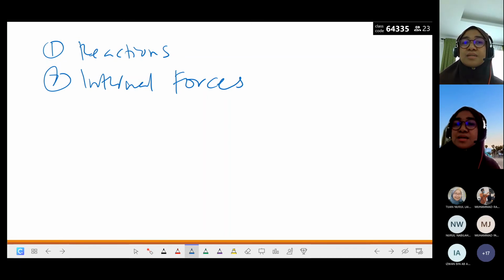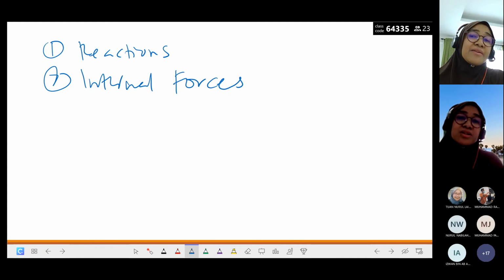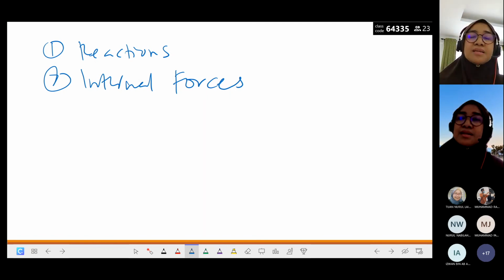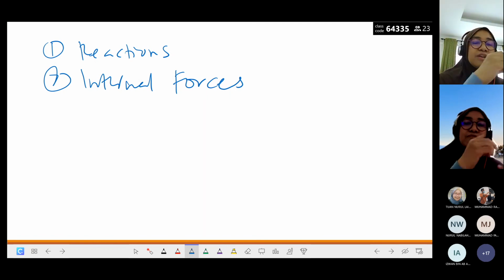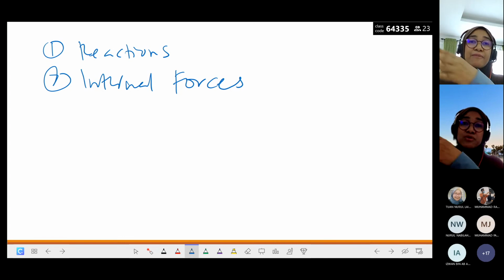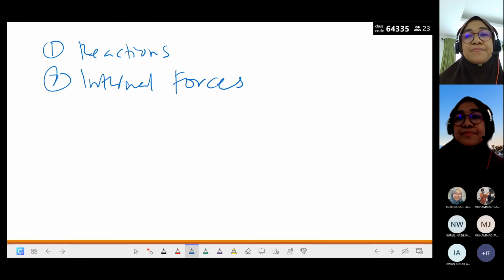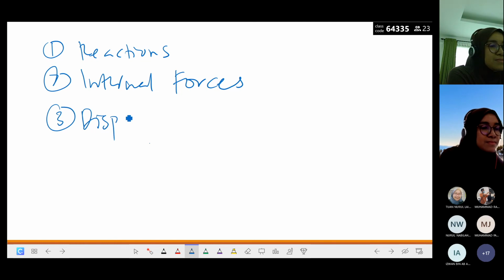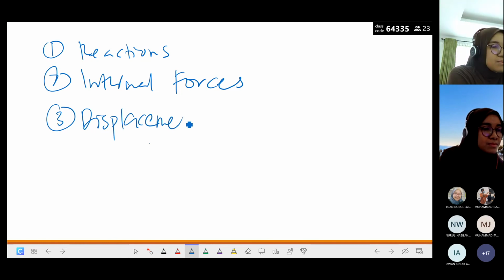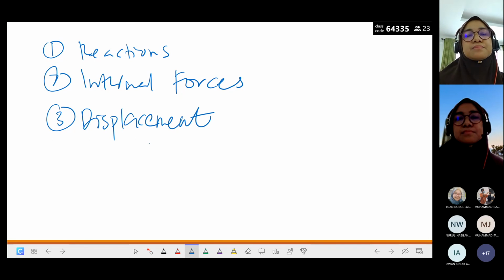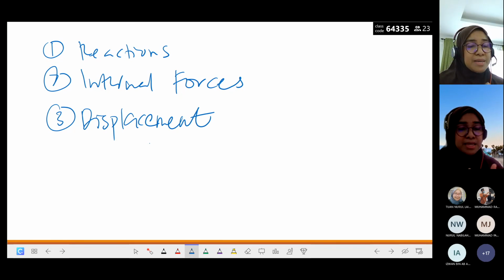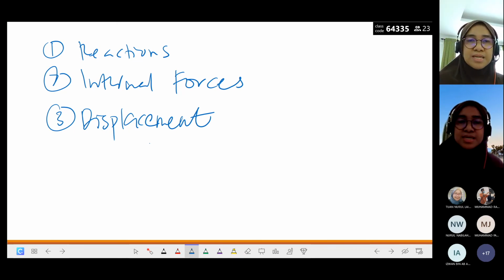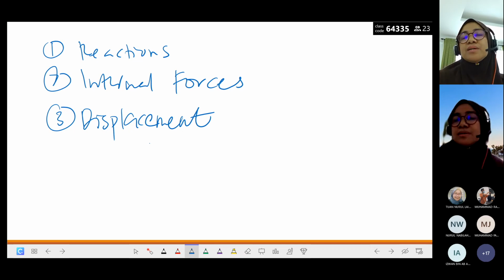How to calculate internal forces? Whenever you have calculated reaction. Without reaction, you cannot determine internal forces. If you are asked to calculate internal forces, you have to start with calculating reactions. And the third one is displacement. Means that this is the flow. This is actually what you have learned until the end of structural analysis courses. These are all that you have learned.